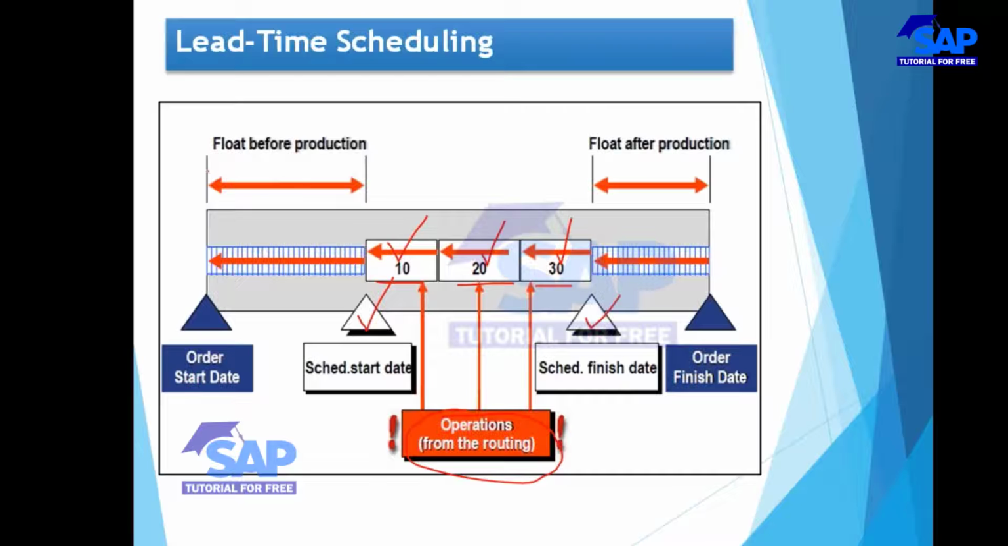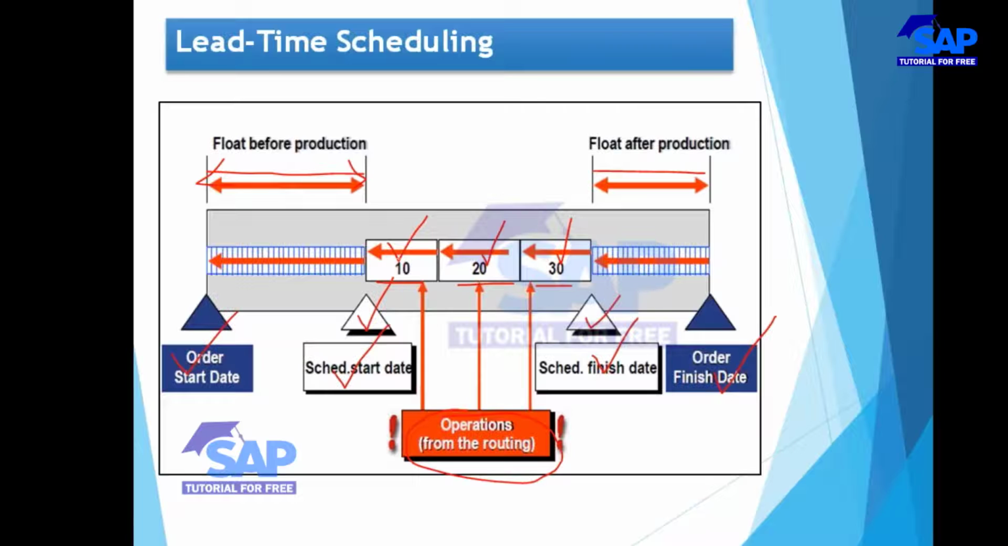It will club, and then it will propose you the schedule start date and schedule finish date. Okay, and if you maintain in the scheduling margin key float before production, float after production, then that will be the difference between your order start date and your schedule start date, and that will be the difference between schedule finish date and order finish date. So it will consider the timings from the lead time scheduling.